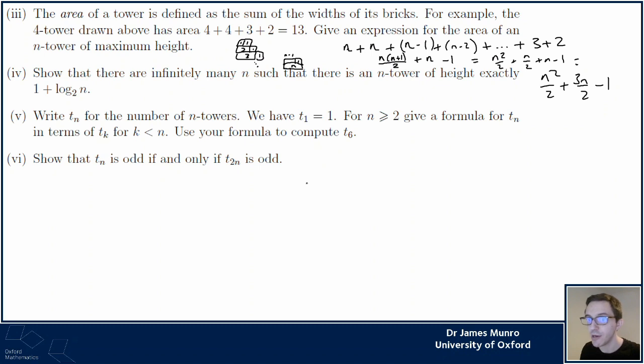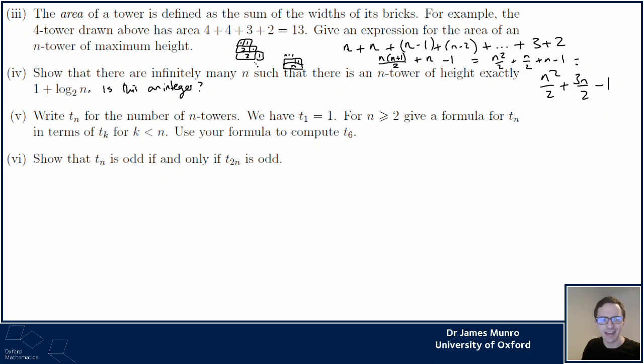Part 4 asks about n such that there's an n tower of height exactly 1 plus log base 2 of n, which is a pretty strange thing to ask for. My suspicion here is the height is always a whole number, so is this a whole number? Is this an integer?